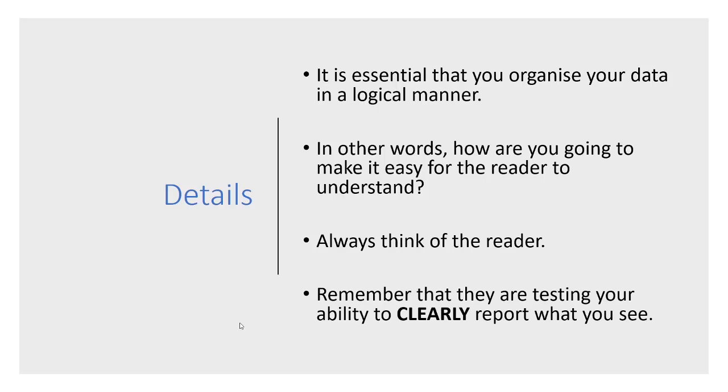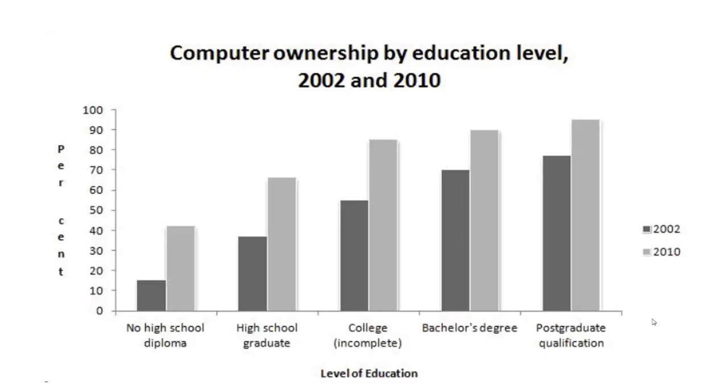Remember that they are testing your ability to clearly report what you see. That's all Task 1 Academic is. Can you understand the data, and then can you write it clearly? If you think about it that way, it becomes much easier to do. So let's look at this one as an example of how to logically organize your details paragraphs.